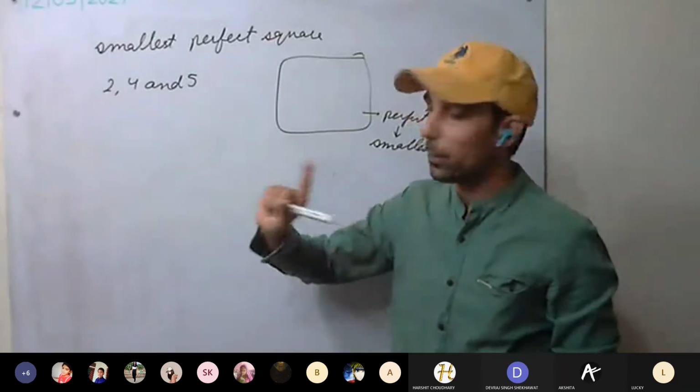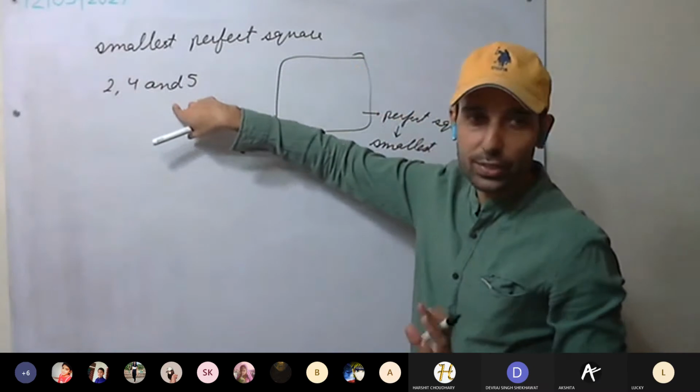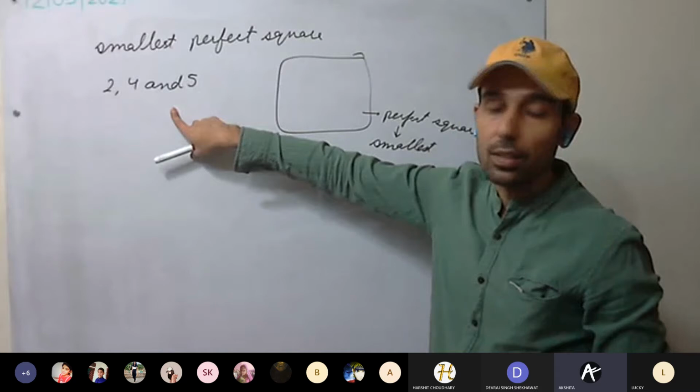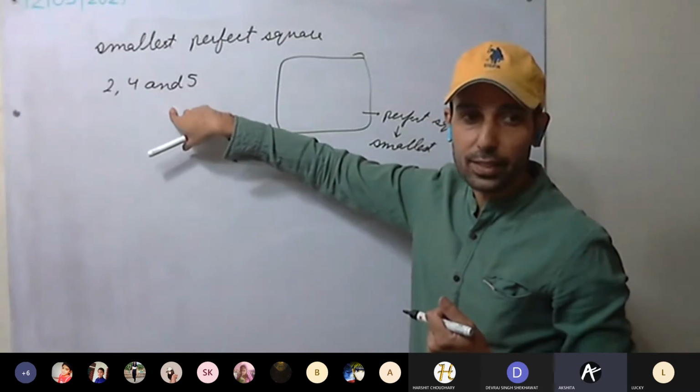Okay, so can you find the number which is divisible by 2, 4, and 5 first? Can you find the number? How to find? 20. Sir, 20. How have we found that 20?